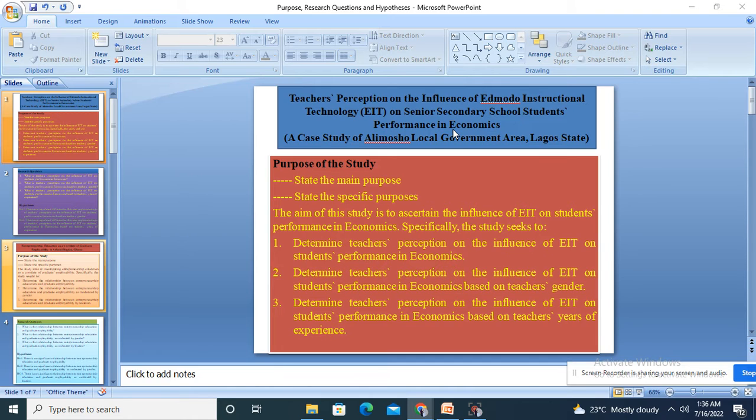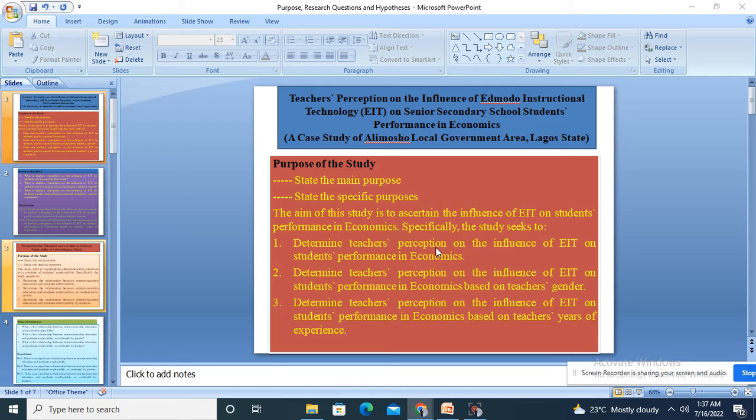Now, how do you frame the purpose of the study for this type of survey work? In your purpose of the study, first state the main purpose of the study, then state the specific purposes. The main purpose: the aim of this study is to ascertain the influence of Edumodu instructional technology, that is EIT, on student performance in economics.